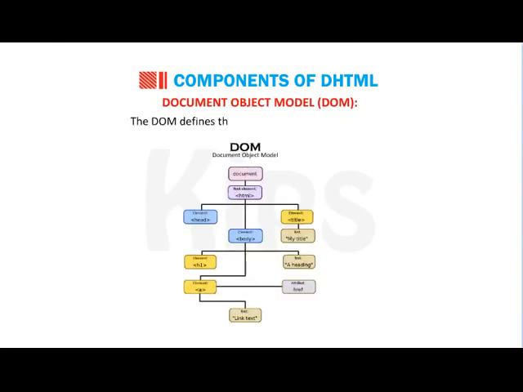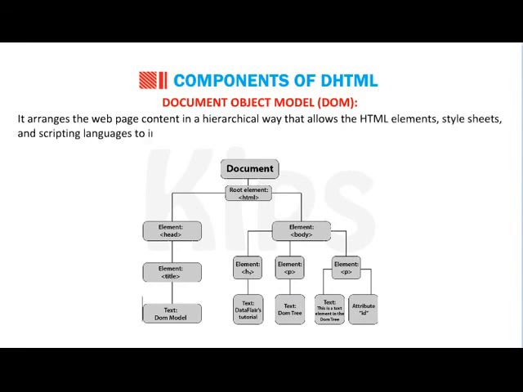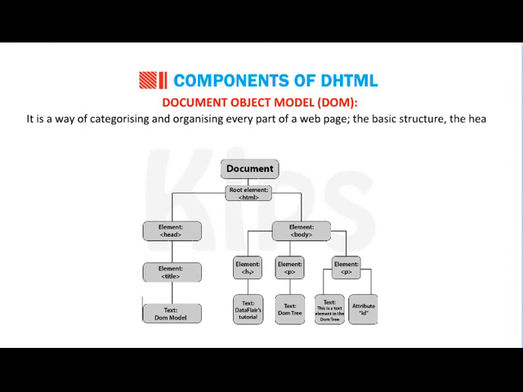The DOM defines the logical structure of a web page. It arranges the web page content in a hierarchical way that allows the HTML elements, style sheets, and scripting languages to interact with each other. It enables the script to modify any HTML element and style sheet setting on the page. It is a way of categorizing and organizing every part of a web page: the basic structure, the head section elements, the body section elements, and the style sheets, if any.